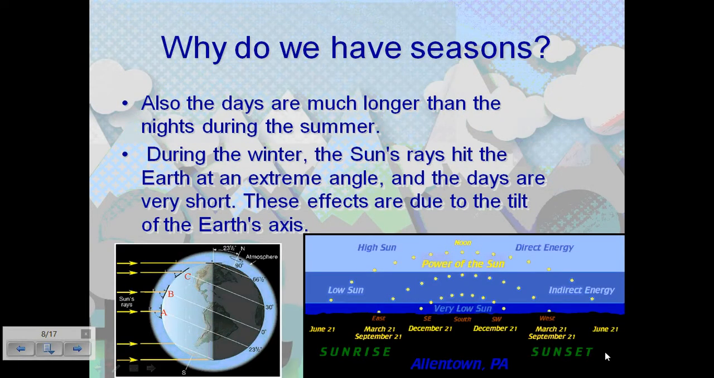So why do we have seasons? The days are much longer than the nights during the summer. During the winter, the sun's rays hit the Earth at such an extreme angle, and the days are very short. These effects are again due to the tilt of the Earth's axis.